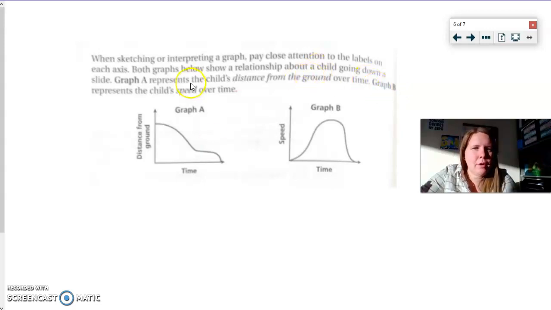But graph B is representing the child's speed over time. So remember, speed is how fast you're going, and so obviously at the 0 time they're not going fast, but as they keep going through time they're speeding up and then they slowly start slowing down.